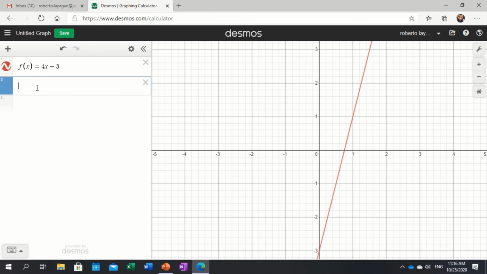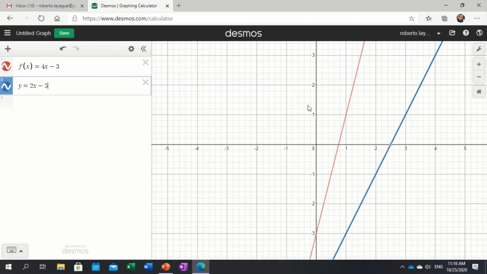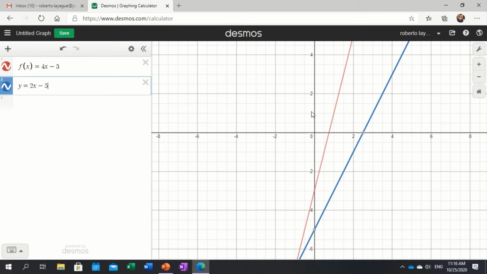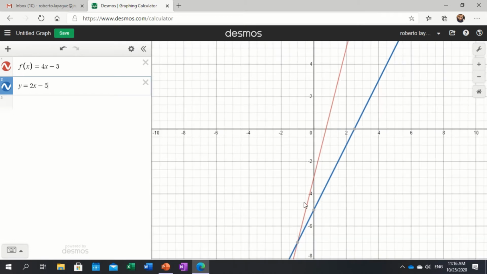Let's have another linear equation. You can use y as well. y is equal to 2x minus 3. And once again, that's how it works. Minus 5 rather. So you can see that on the line.